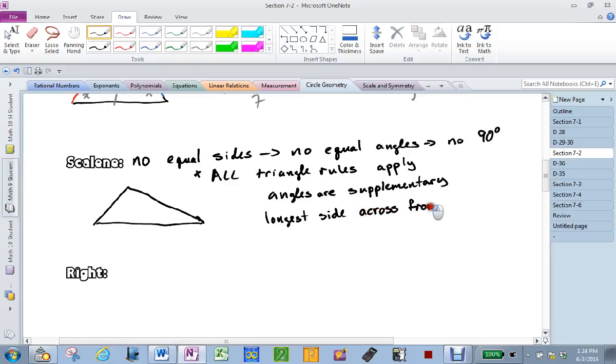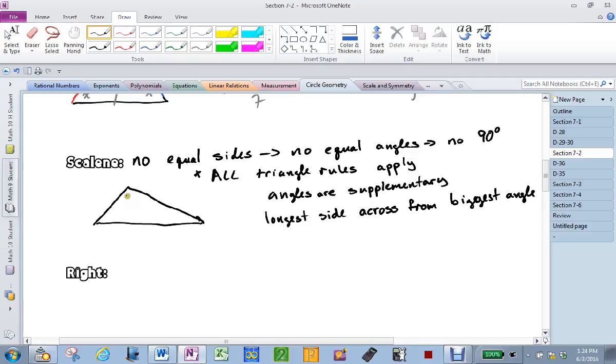What's it across from? The biggest angle. And all the rest of the rules, obviously. Short side across from short angle, middle side across from middle angle. Right? Cool?